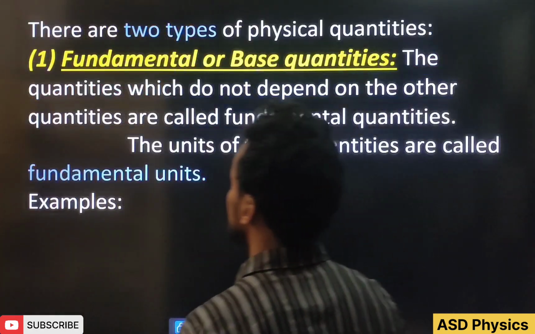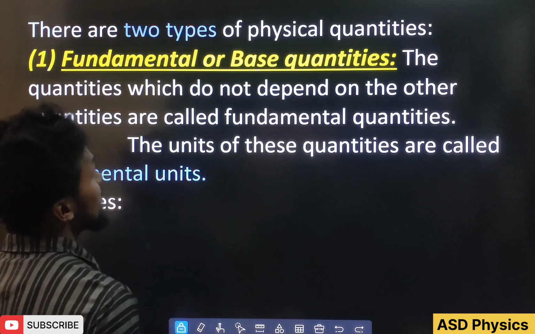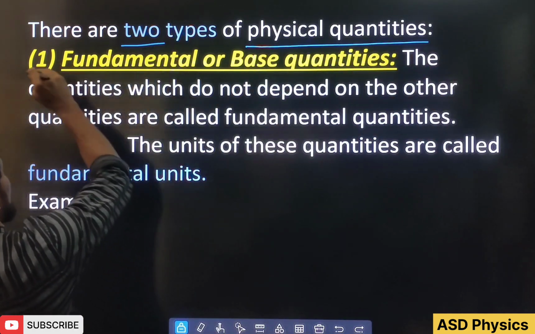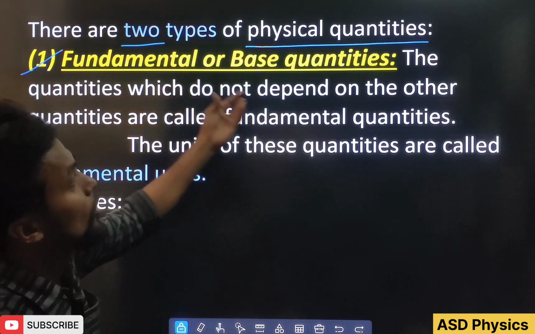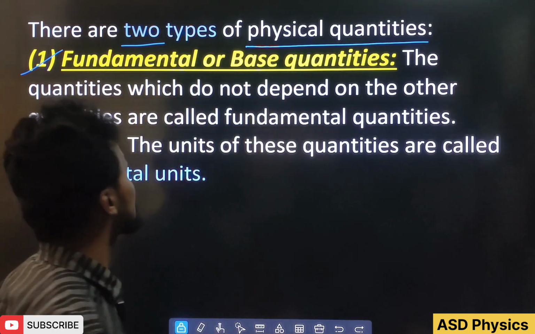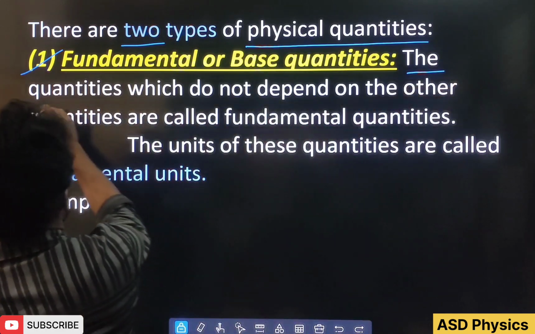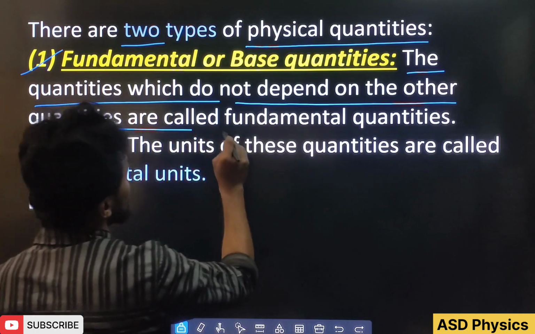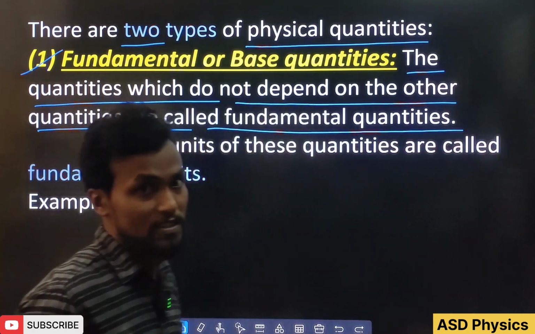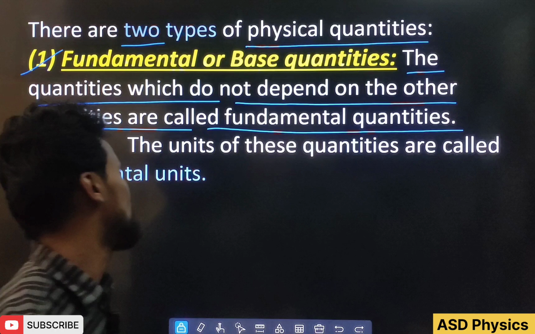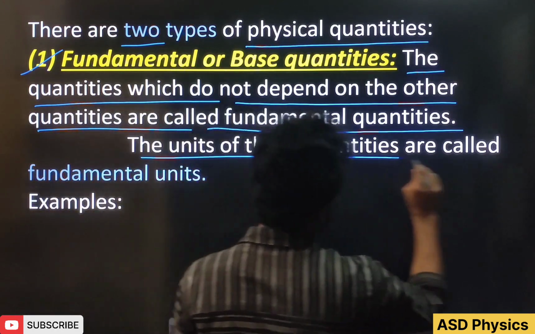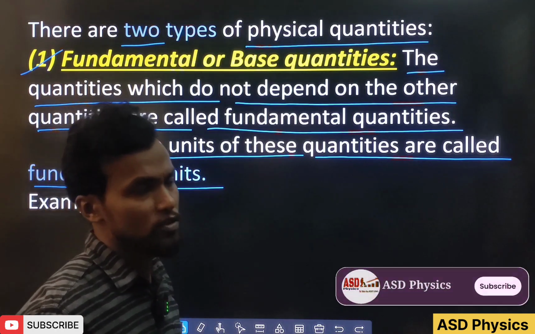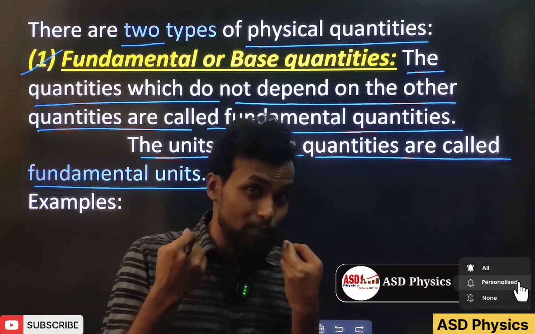Okay, now let's see here. There are two types of physical quantities. First one, fundamental, or we can say base quantities. The quantities which do not depend on other quantities are called fundamental quantities. The units of these quantities are called fundamental units, or base units also. And I hope you know somewhat more basics, is it?